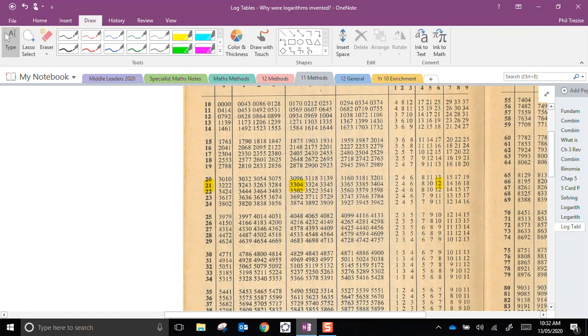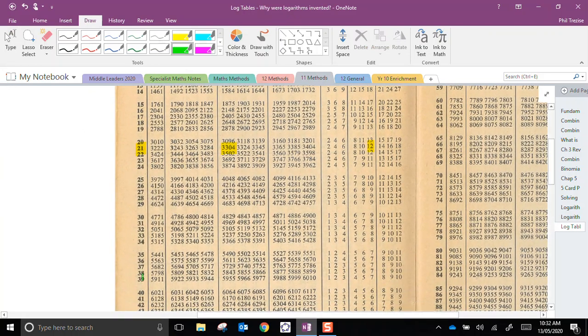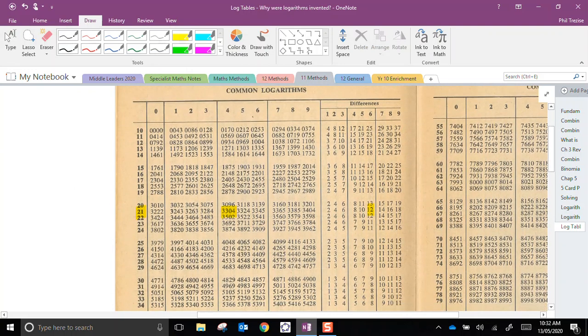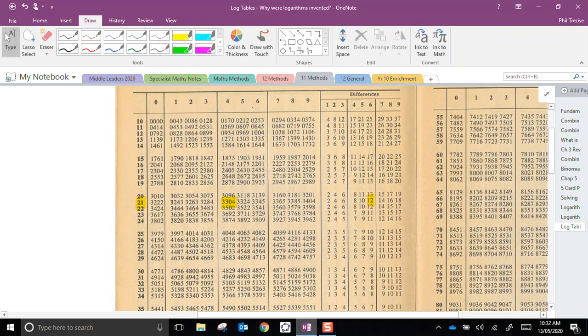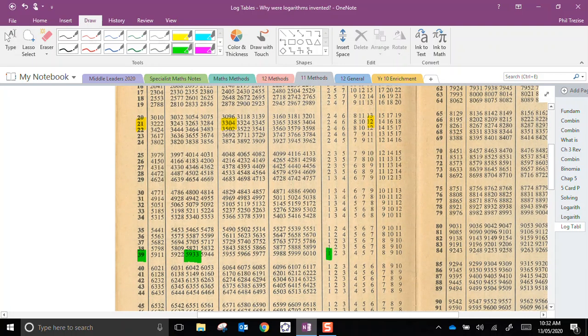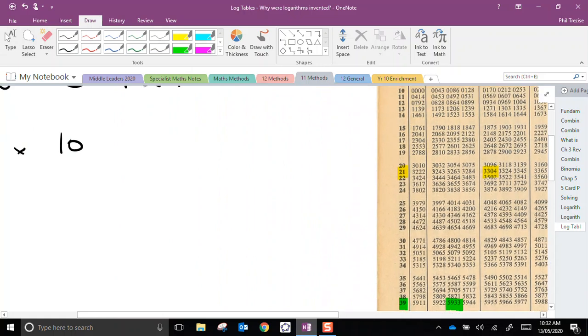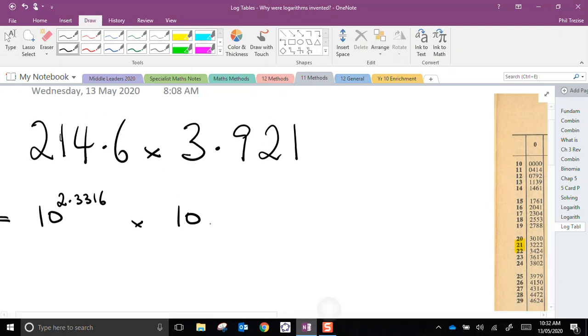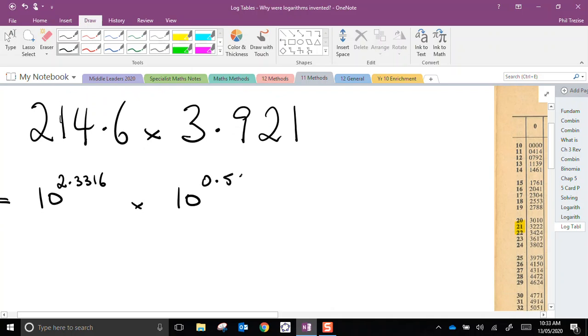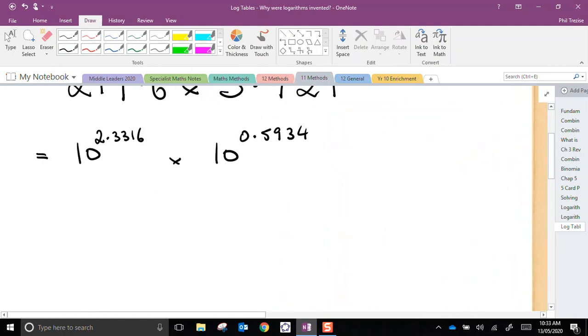Now let's look for 3.921 in our logarithm table. 3.9 is down here. The column for 2, the second column, so 3.92, that's that number, and it was 3.921, so we have to add on that first little difference there. So my logarithm is 5934. And there's no powers, it is literally 3 point, it's not times 10 or 100. So it is 10 to the power 0.5934. Now once you get the hang of these tables, you look them up really quickly.